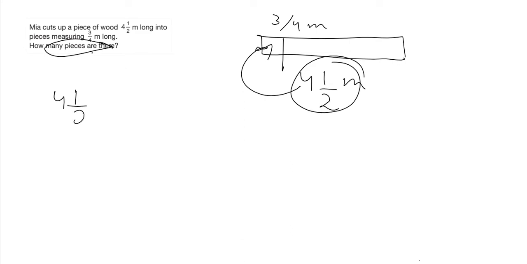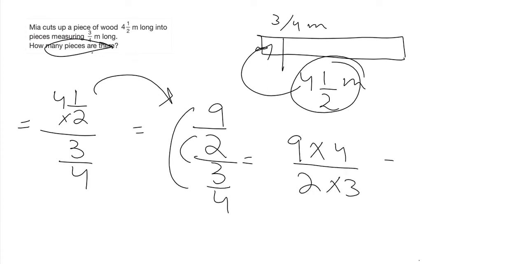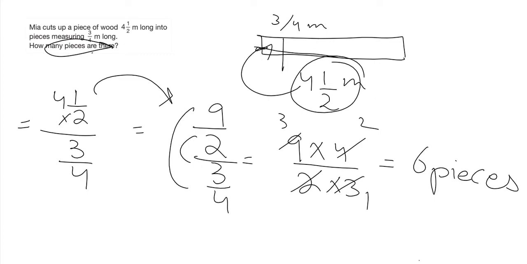4.5 over 3 by 4. So first of all, we have to convert into improper fraction and then use the division. 9 times 4, 2 times 3, and here we get the answer that into 6 pieces we can easily divide this whole wooden piece.